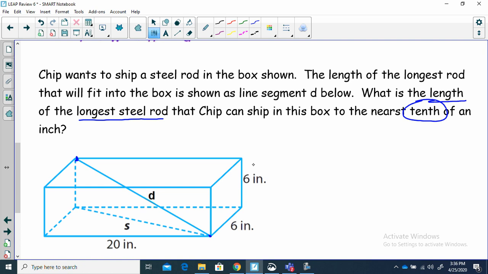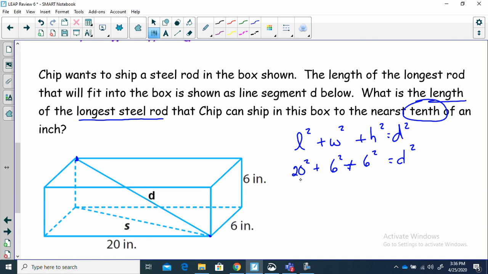Well, if we're dealing with a 3-dimensional figure and we're looking for the diagonal, then we do it this way. Length squared plus width squared plus height squared is equal to the diagonal squared. Now we simply plug in our pieces, substitute in. The length is 20 inches, so we will substitute 20 in for length. The width of the box is 6 inches, so we substitute 6 in for width. The height of the box is 6 inches, so we substitute 6 in for height. And that's going to give us our diagonal squared.